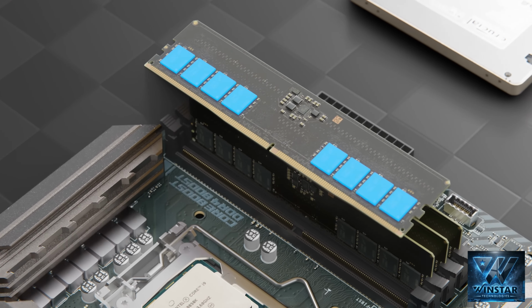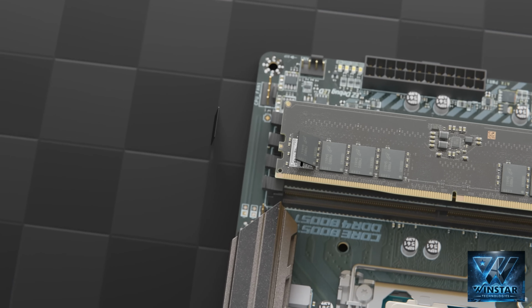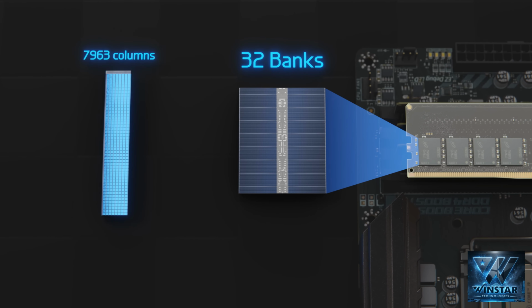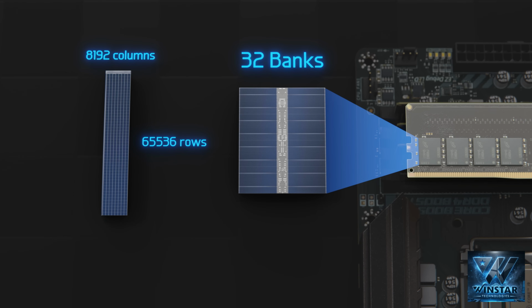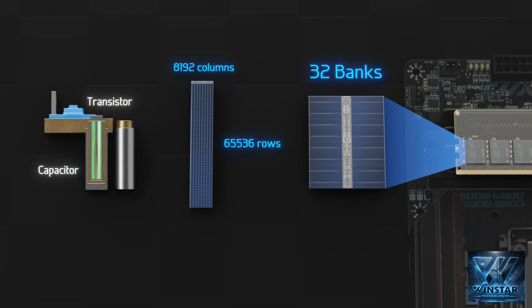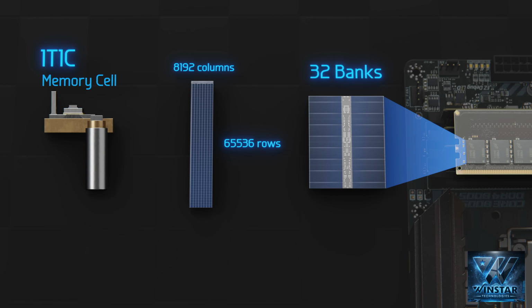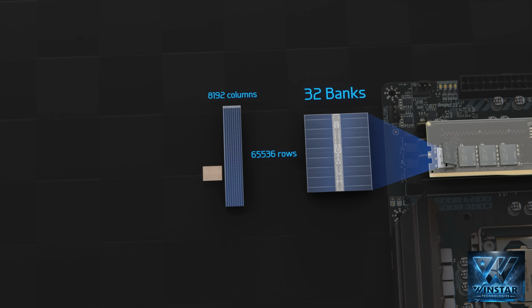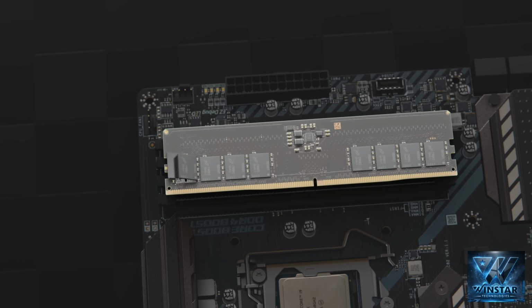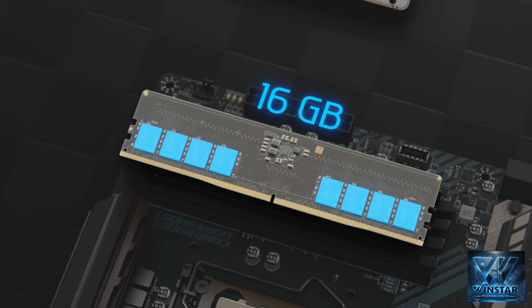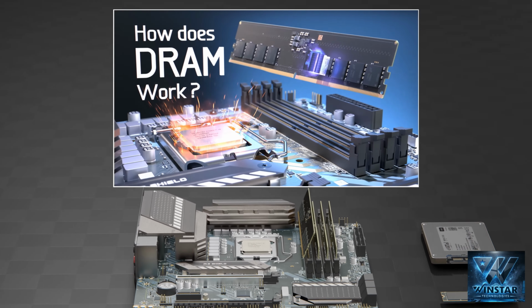Inside each of these 8 DRAM chips is an integrated circuit composed of 32 memory banks, each 8,192 columns wide by 65,536 rows tall. The DRAM temporarily stores data using capacitors and transistors called 1T1C memory cells in 2D arrays that look like this. Data can be accessed within nanoseconds. However, among these 8 chips, only 16 gigabytes of data can be temporarily stored. Take a look at our 35-minute video on DRAM.